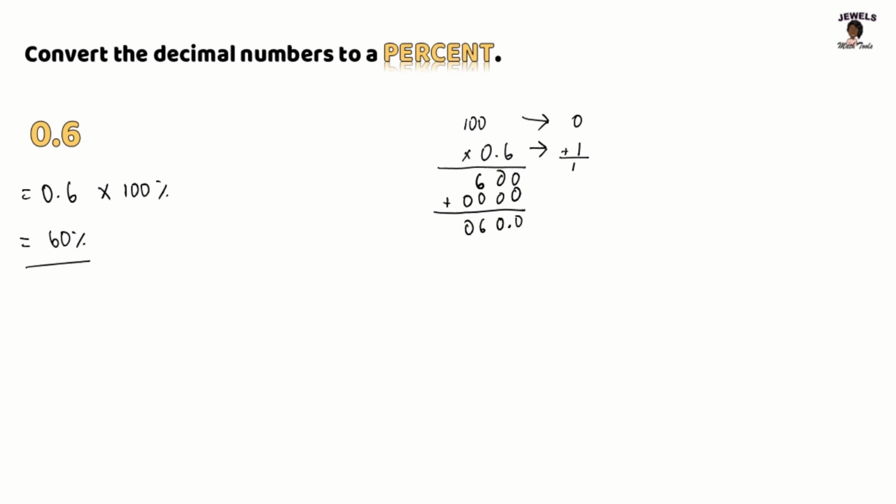Okay, so there you have it. We just converted a decimal number in the tens place into a percentage. Remember that multiplication is key in your conversion, and remember that every percentage is out of 100.